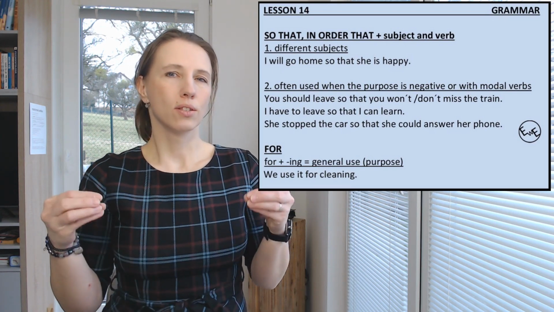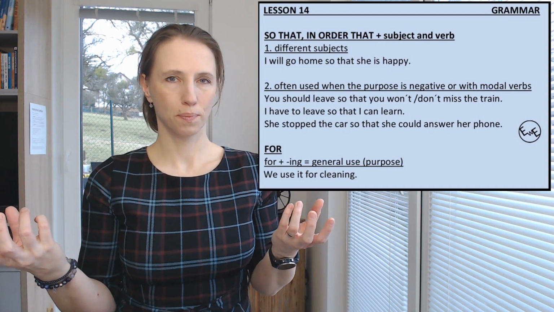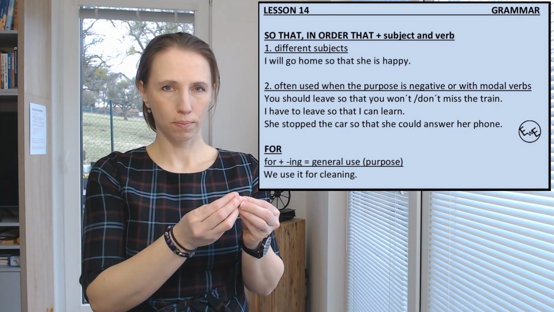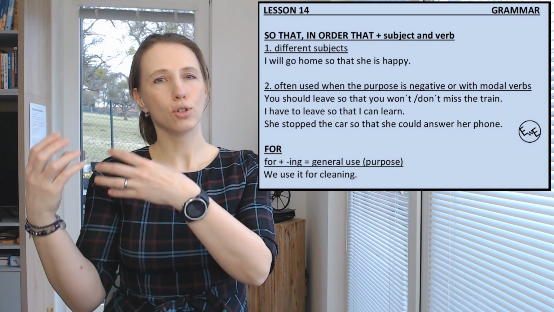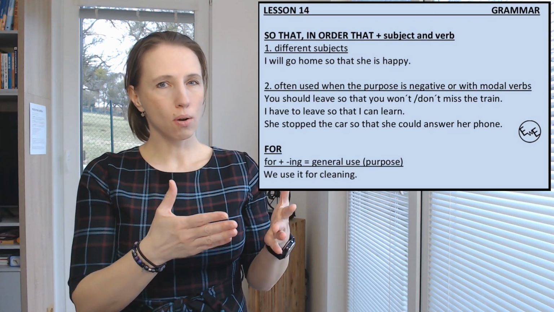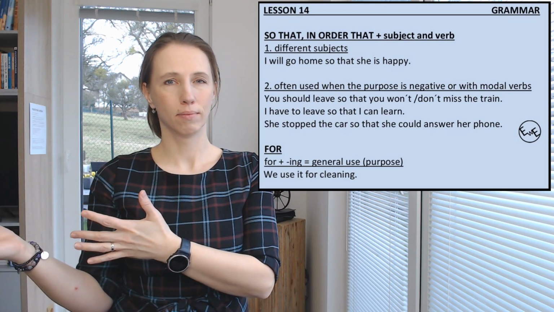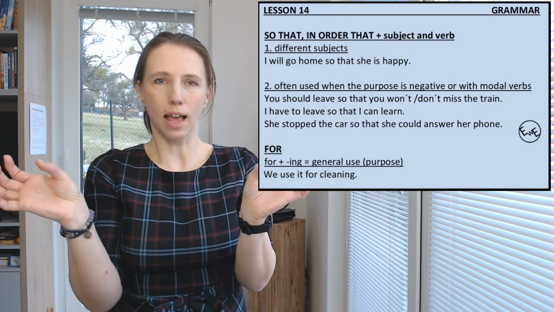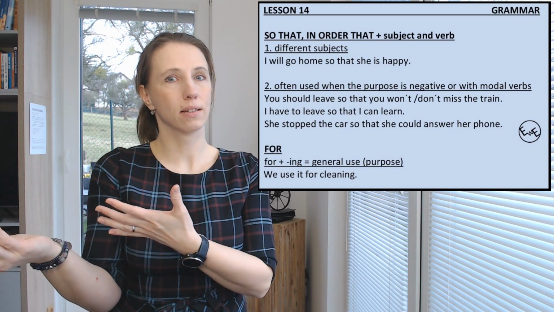We use so that when there are different subjects. I will go home because she wants that, she will be happy if I go home. So I will go home so that she is happy. There is no infinitive. There are basically two sentences connected with so that or in order that.